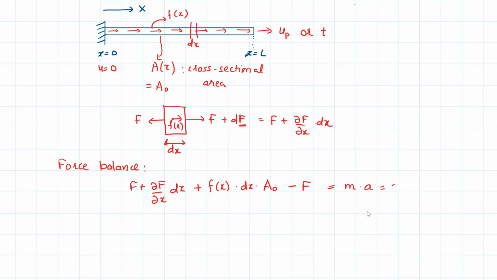Assume the density is rho of x. This is our density of the bar times the area times dx. This forms the volume, and acceleration is the second derivative of the displacement u with respect to time.